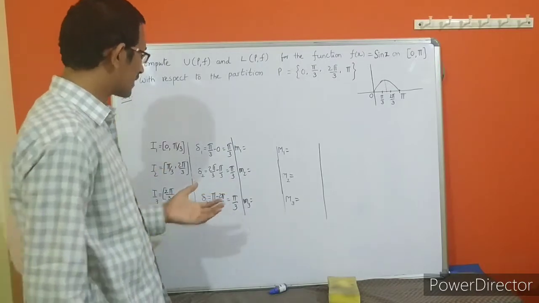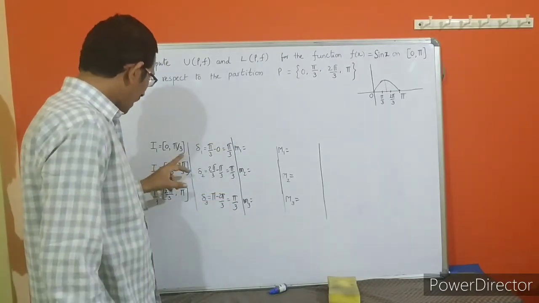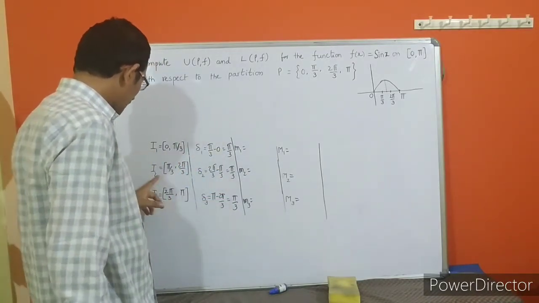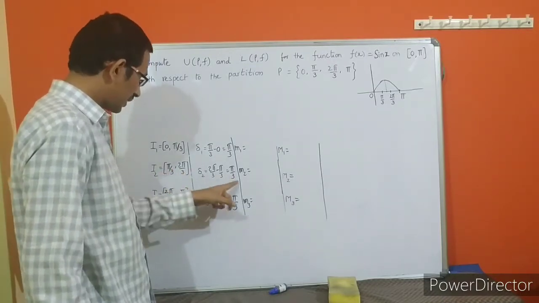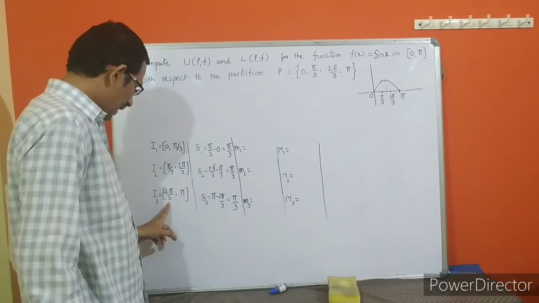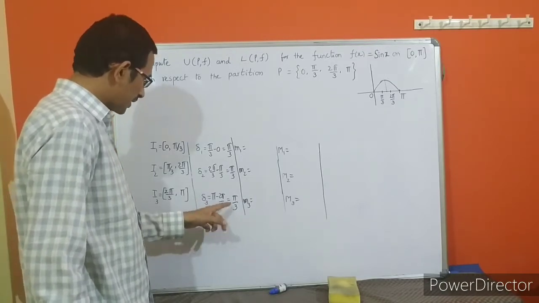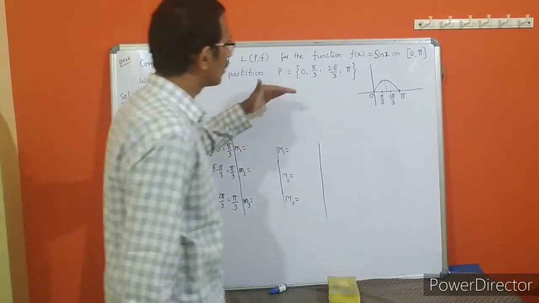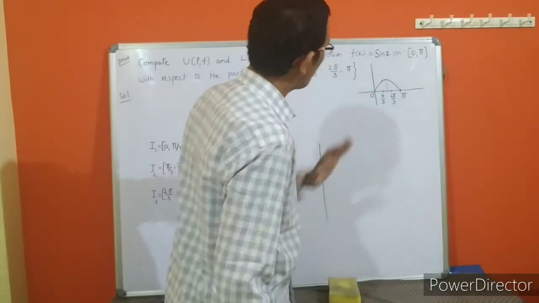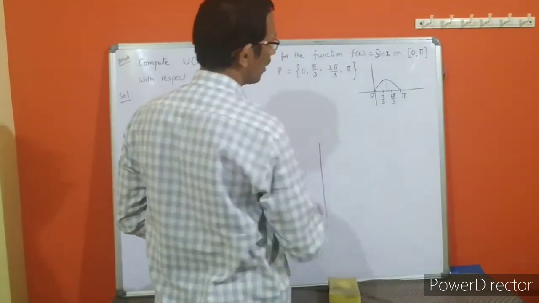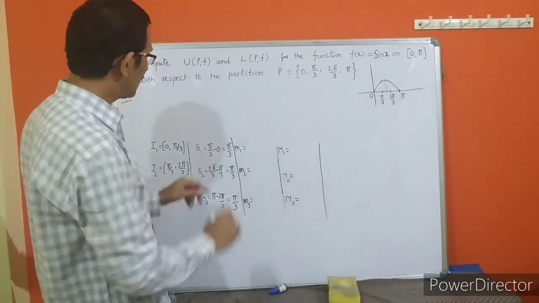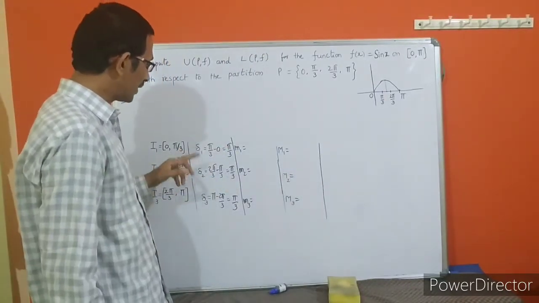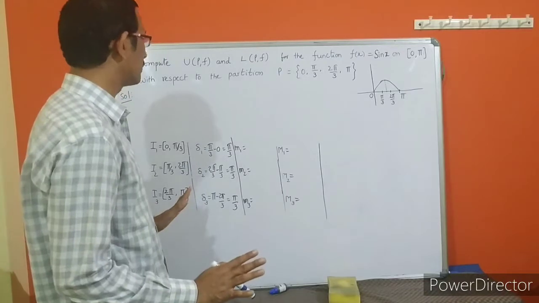What I mean to say is, I1 has length pi by 3 minus 0, that is pi by 3. I2 has length 2 pi by 3 minus pi by 3, that is also pi by 3. And I3 has length pi minus 2 pi by 3, again pi by 3. That means the total interval 0 to pi is equally partitioned, and each subinterval length is pi by 3. Delta 1, delta 2, delta 3. There is no problem in this.